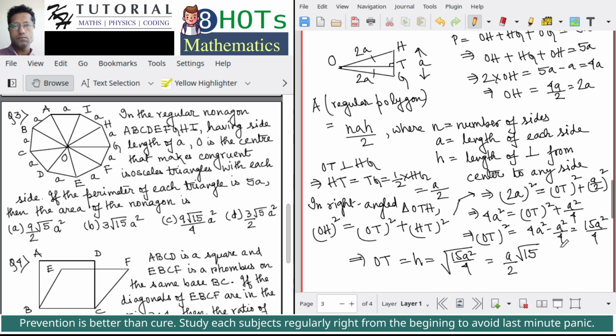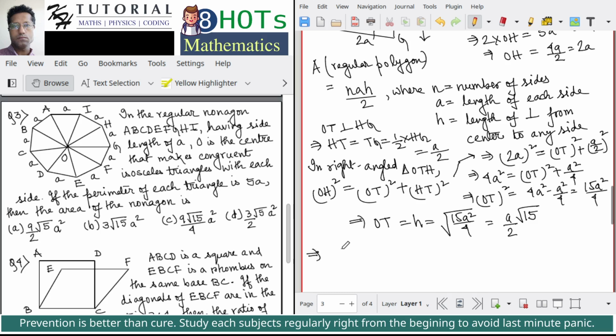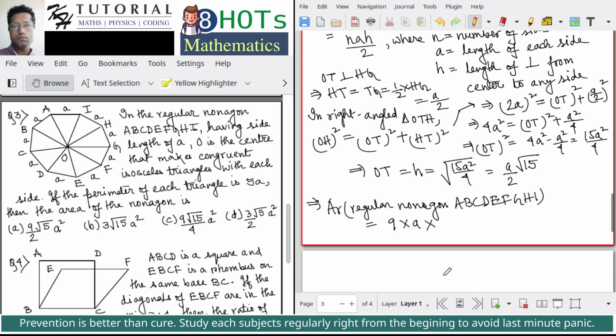Okay, now we can find the area of the regular nonagon, that is A, B, C, D, E, F, G, H and I. It will be equal to, using the formula, N a h by 2. What is N? N is 9, a is the same, and what is h? h is a by 2 multiplied by root 15, this whole divided by 2.